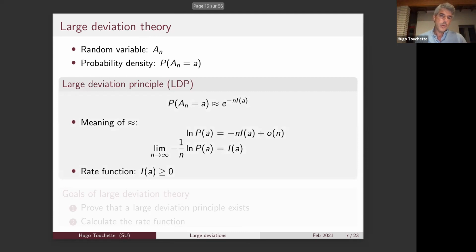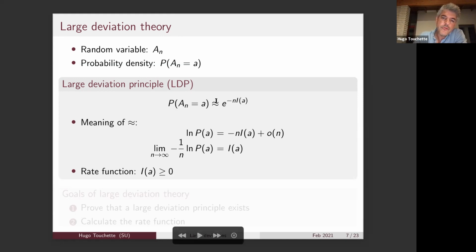And so what the theory takes as a hypothesis is what we call the large deviation principle. So this is the postulate. We'll assume, or we'll try to actually prove, that the distribution has an exponential form with that parameter n, and what we want to calculate is the exponent that we call the rate function.